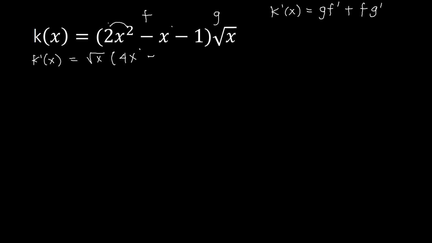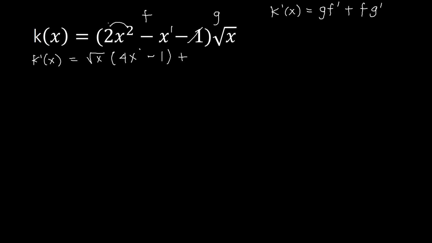Minus, our exponent here is 1, so we bring that down. And then we've got x to the power of 1 minus 1, that is with a power of 0. So x to the power of 0 is 1. 1 times 1 is 1. And then we've got a constant. The derivative of that one is a 0. So that will be our derivative of the f.